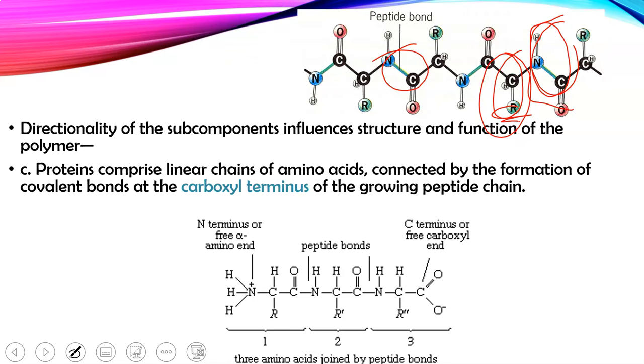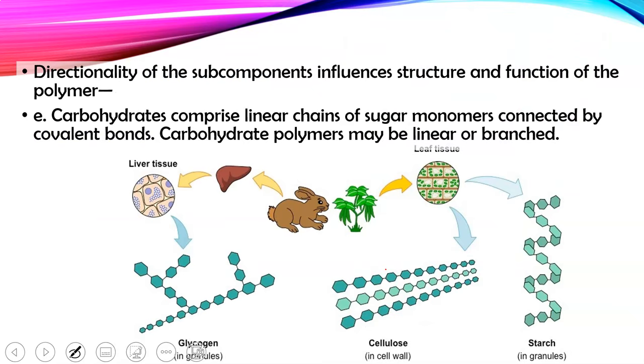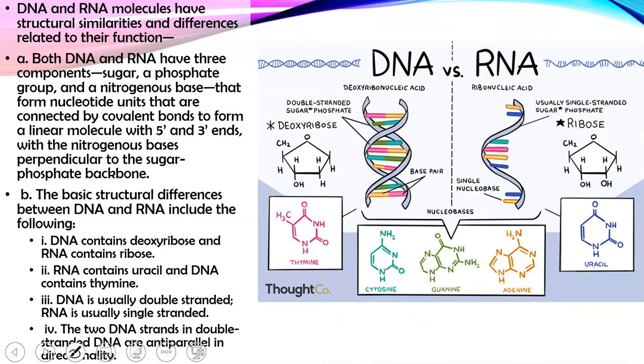So here you have your central carbon. Here's your carboxyl end and your amino group. So you can see in amino acids, the carboxyl and the amine group are what join together by dehydration synthesis to form that peptide bond. And so when we look at the folding of a protein, you have your primary, secondary, tertiary, and quaternary structures. And then here, DNA and RNA, we'll talk about in Unit 6.